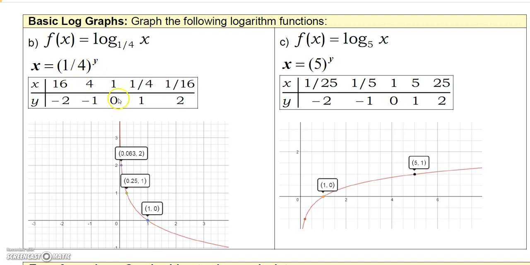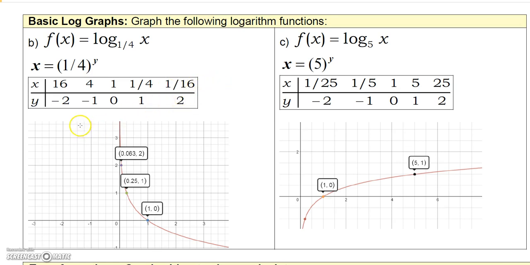If you let y be 0, then x would be 1. If you let y be 1, x would be 1/4. And if y is 2, x would be 1/16.